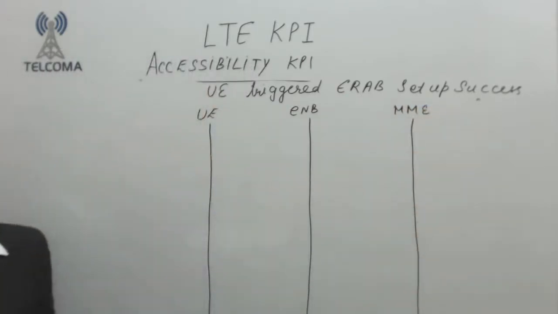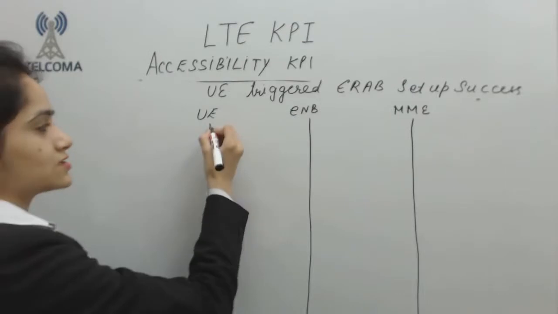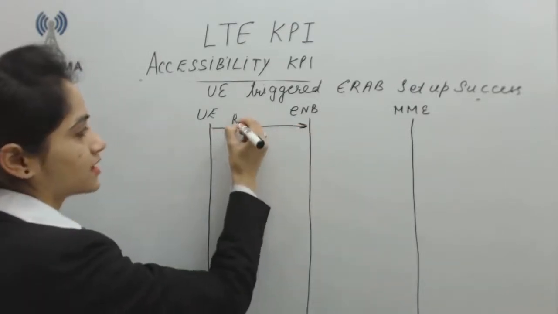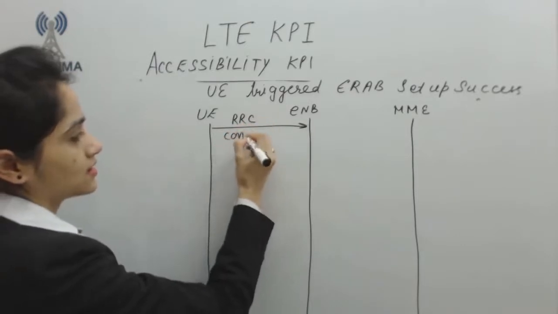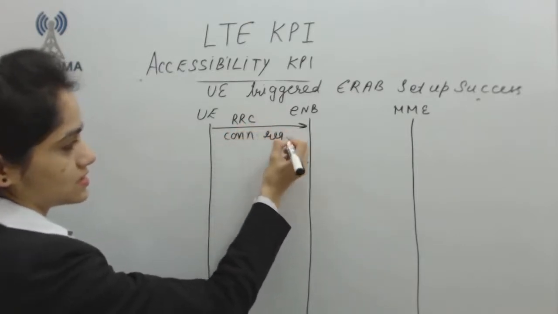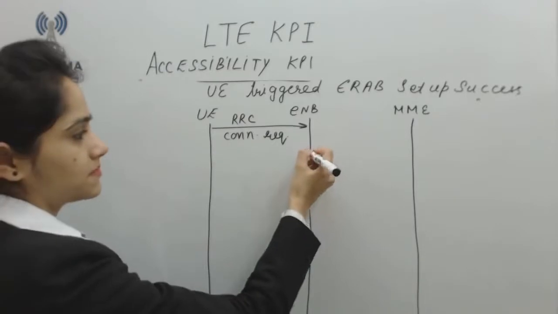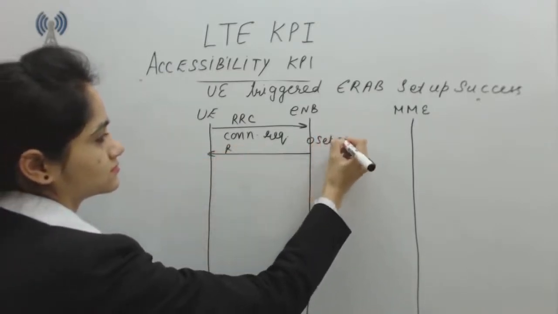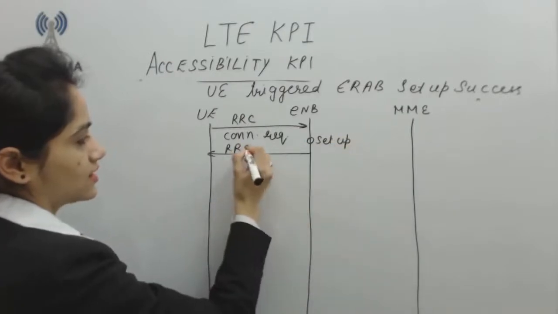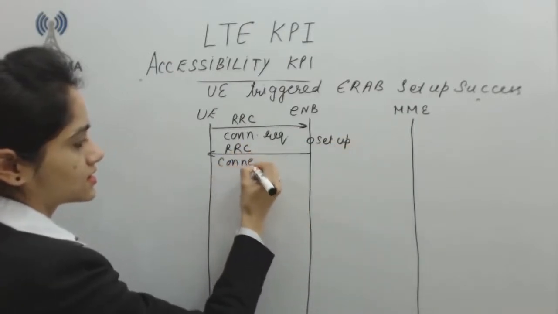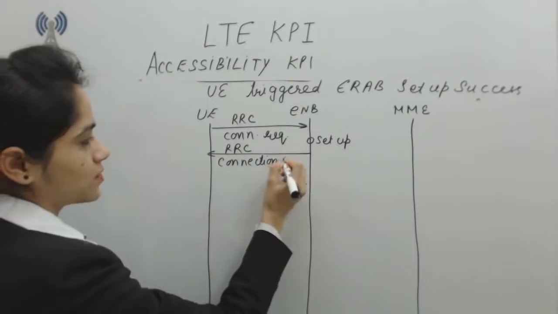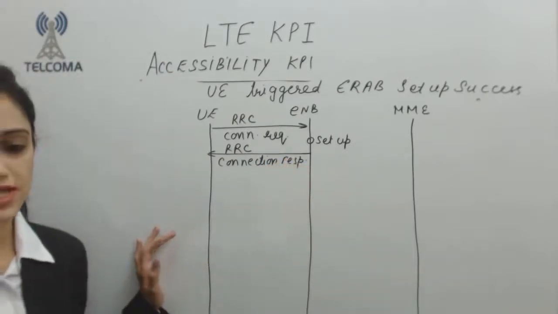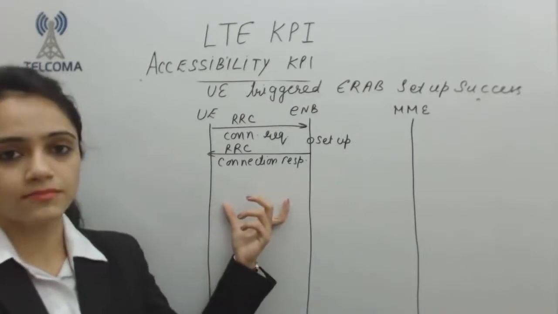So with these three entities, first of all it has to configure RRC. So it is sending an RRC connection request. Now there is a setup, and now we have the RRC connection response. Request and response, that means our setup is completed.